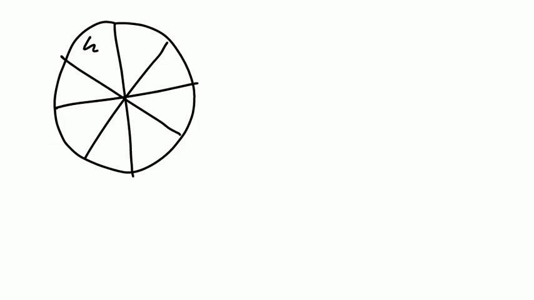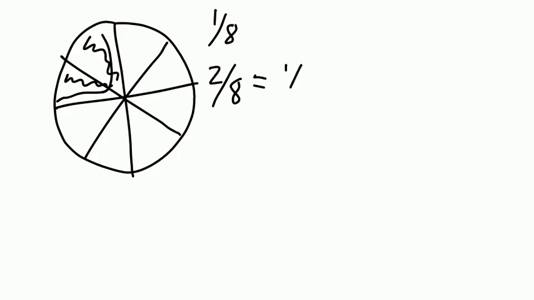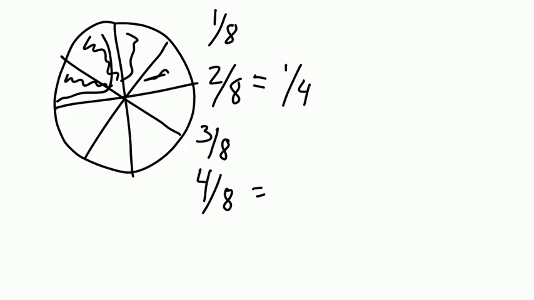So if you have 1 slice, that's 1 out of 8. If you have 2 slices, that's 2 out of 8 slices. And if you look here, that's 1/4 of the entire pizza. If you have 3 slices, you have 3 out of 8. If you have 4 slices, that's 1/2 of the pizza.